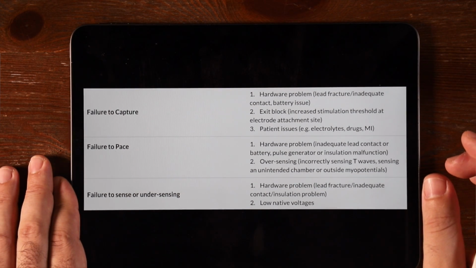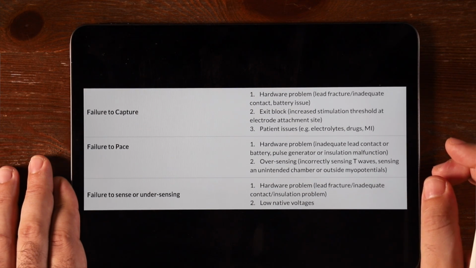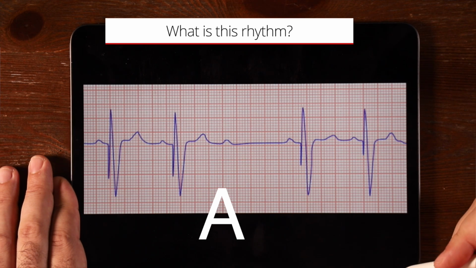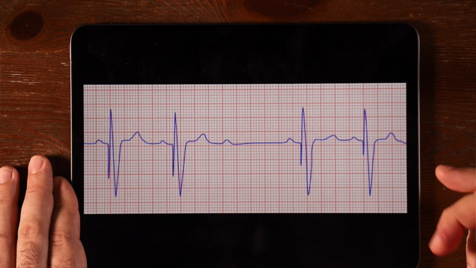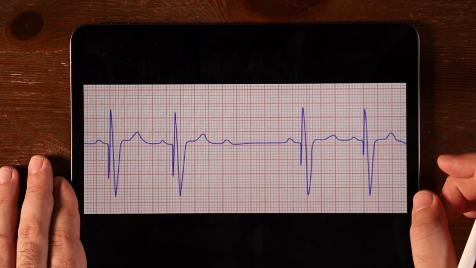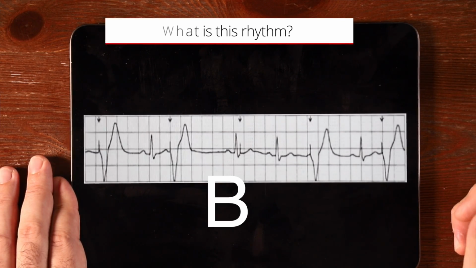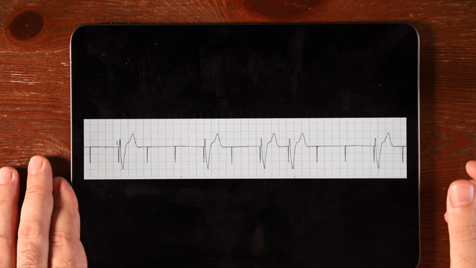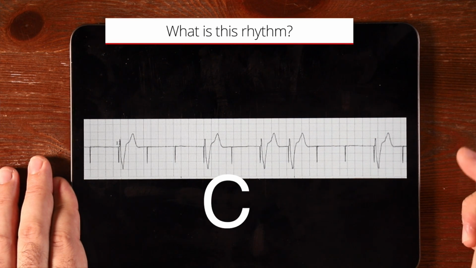And now I'm gonna give you 3 rhythms, A, B, and C. Try to pause the video and see this rhythm. What is it? Is it failure to pace, failure to capture, or failure to sense? Pause the video and put it down in the comments. And then you've got this rhythm. Which one of the failures is it? It is failure to pace, failure to capture, or failure to sense. Pause the video and put it down in the comments. This is rhythm B. And then you've got rhythm C. Guess what this rhythm is? Capture, pace, or sense. So now you have no excuse. You should know everything about pacemaker interpretation on an ECG, failures, and how to troubleshoot.